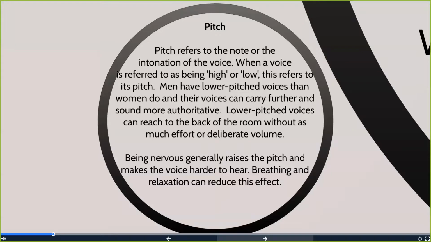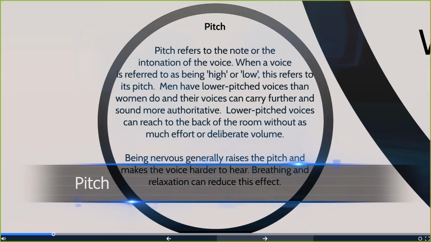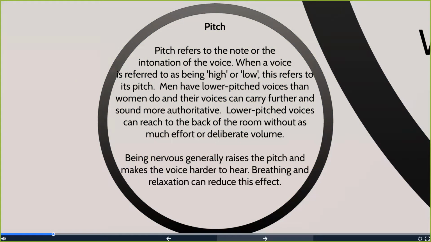Pitch. Pitch refers to the note or the intonation of the voice. When a voice is referred to as being high or low, this refers to its pitch. Men have lower pitched voices than women do, and their voices can carry further and sound more authoritative. Lower pitched voices can reach to the back of the room without as much effort or deliberate volume. Being nervous generally raises the pitch and makes the voice harder to hear. Breathing and relaxation can reduce this effect.